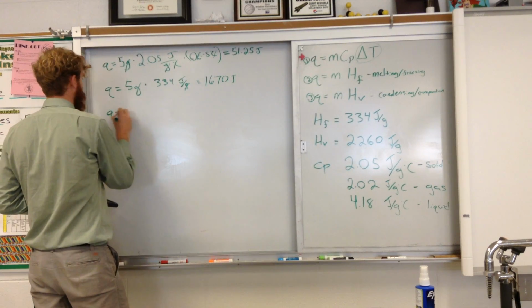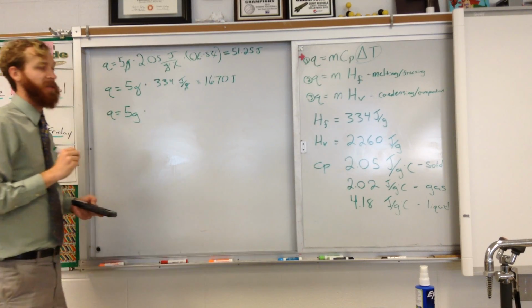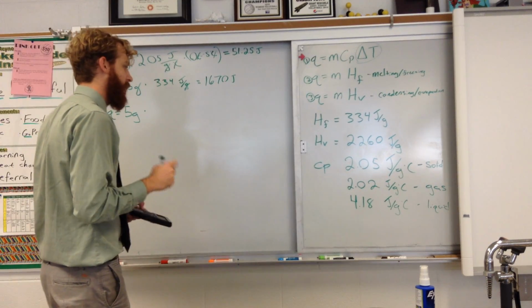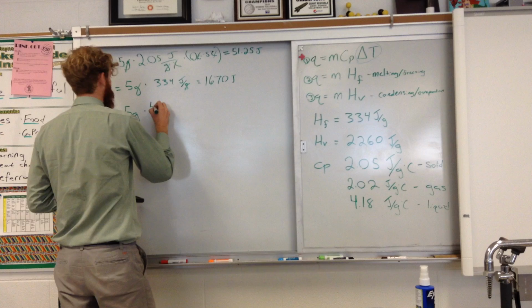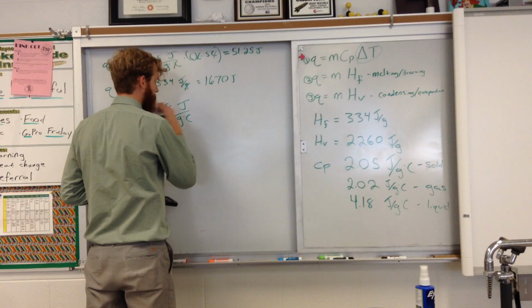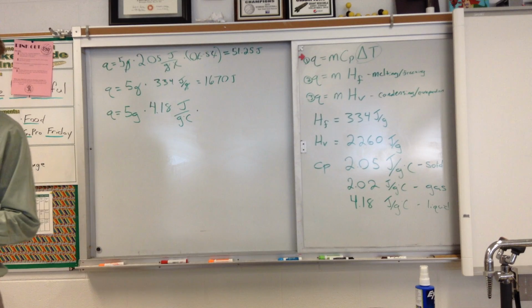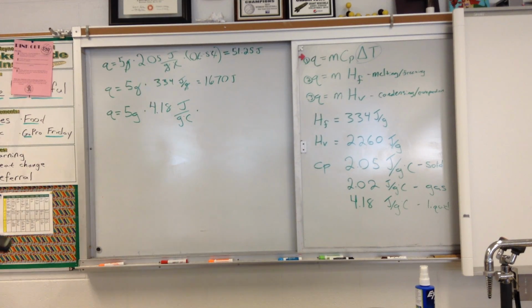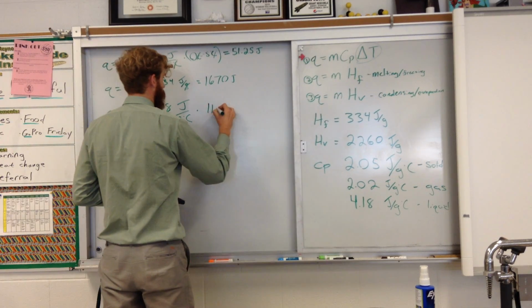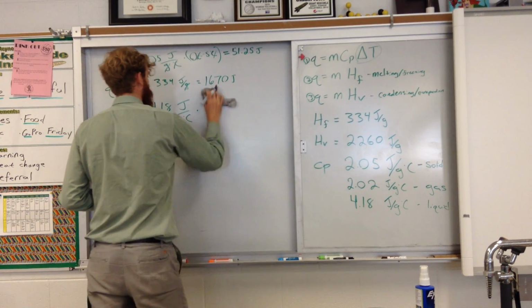So we have Q equals our mass. Our mass does not change during this, times our specific heat. Make sure that you use the right specific heat. We're going to use the specific heat of liquid, which is 4.18 joules per gram degrees Celsius, and then times our delta T. Our delta T is the change in temperature. We started at 0 and went to 100, so that's a total change of 100 degrees Celsius.